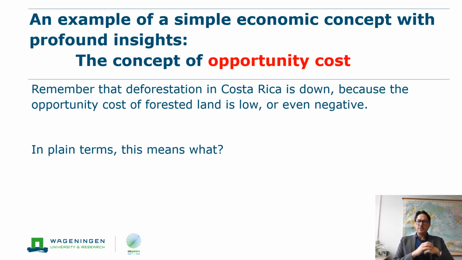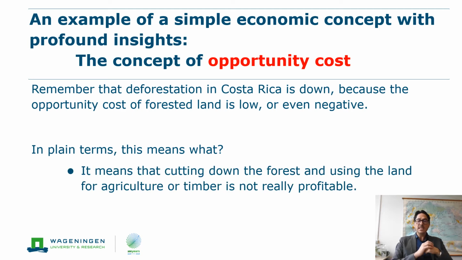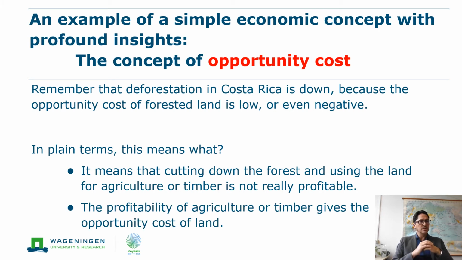Let me give you an example of a very simple economic concept with profound insights. Let me go back to this concept of opportunity cost that I used at the beginning of the lecture. So remember that deforestation in Costa Rica was down because the opportunity cost of forested land is low or even negative. But in plain terms, what does this mean? Well, it means that cutting down forests and using the land for agriculture or timber is not really profitable. The profitability of agriculture or timber gives the opportunity cost of land. When the opportunity cost of land under conservation is low, then we have more conservation.